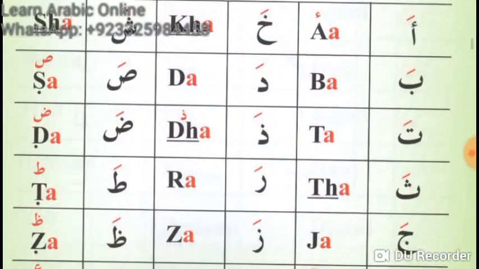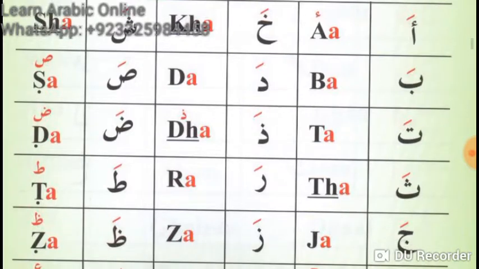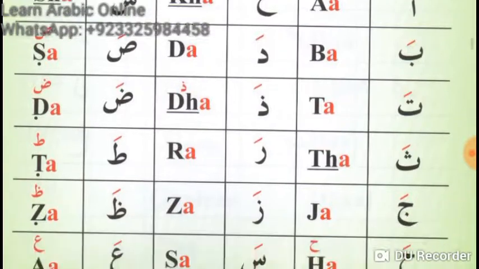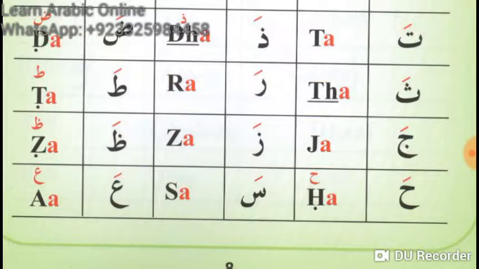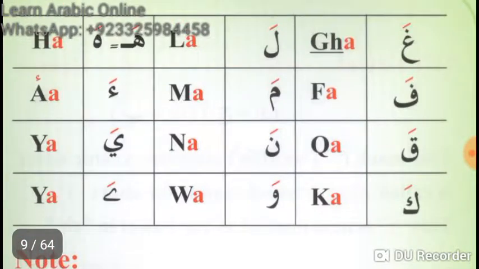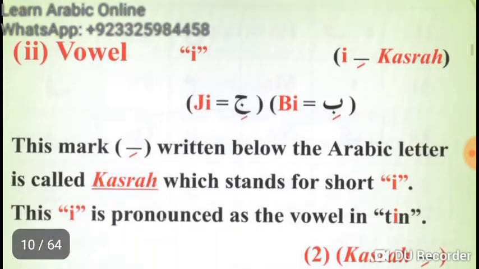Okay. A ba ta za ja ha ha da za ra za sa sha sa da ta za ain ah ra fa ka le me ne we he e ye ye good. On the next page we have the second short vowel, which is called kasra.